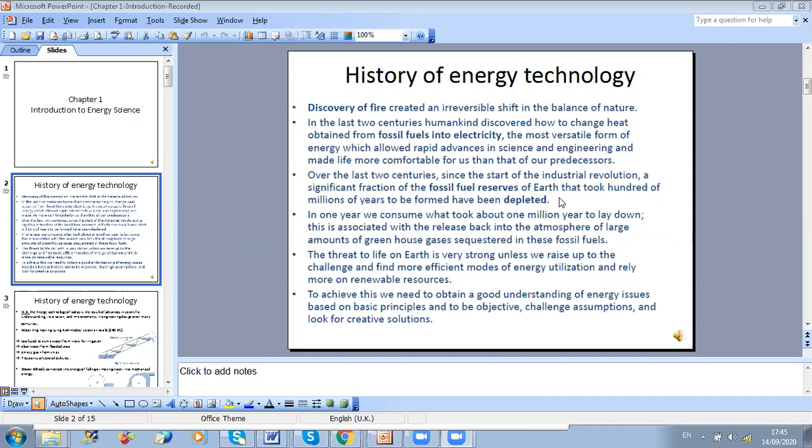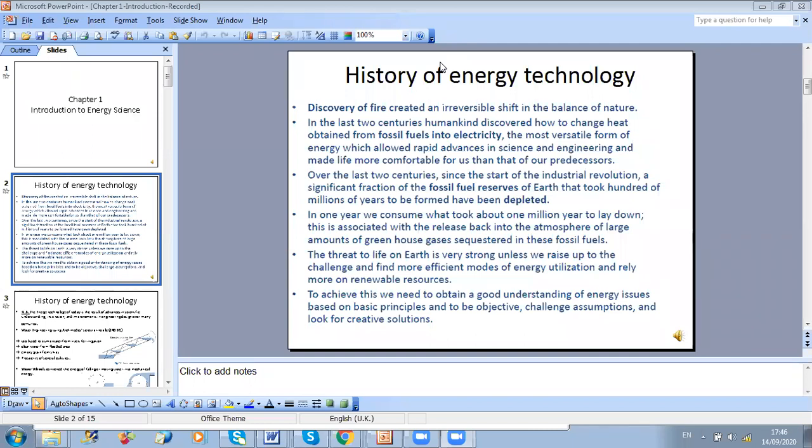Because fossil fuel reserves are not renewable. When I say renewable energy, this means that I can get it again, like solar energy. It's always available, it's free, okay? Fossil fuels need a lot of time to form, and you will see how they form in this course. So when we consume them, we need a lot of time to have fossil fuels again, okay?